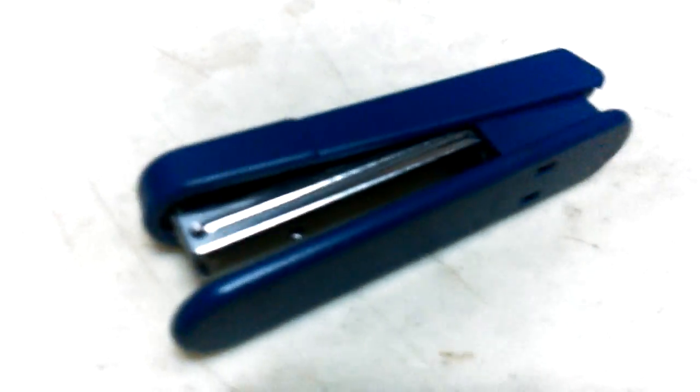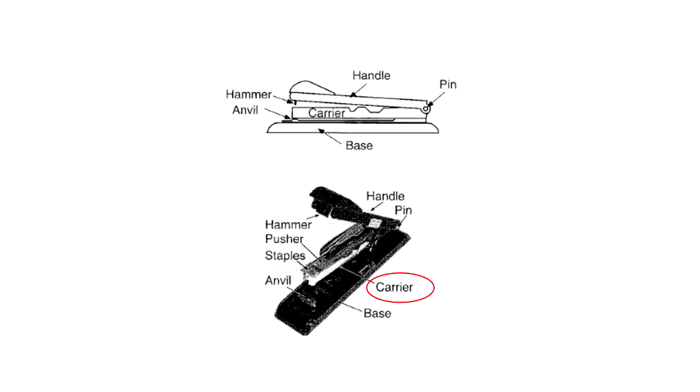Now, since you have learned the first major component of the stapler, which is the base, let's now have a discussion on the internal parts of the stapler, which are the carrier, hammer, pusher, staples, springs, pin, and handle.